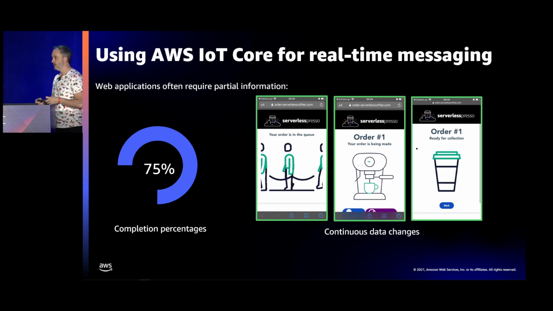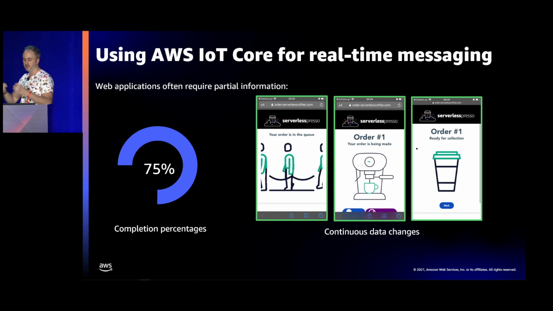And we use this in that serverless espresso example. There's various states that your coffee goes through, from you submitting the order to the order being ready for you. And we update the app with each one of those states so that you know that your order's progressing, even though it will take 5 or 10 minutes for your coffee, maybe.